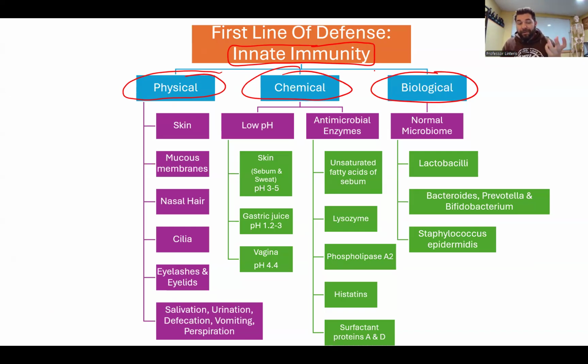The physical components are things that physically prevent stuff from getting inside. Our skin, if you can't get through the skin, you can't get in. Mucous membranes, if you get trapped in sticky goo, you can't get in. Hairs and cilia, if you get stuck and something's pushing you out because you're stuck in the mucus, right? Cilia and stuff like that with that beating wave-like contraction, eyelashes and eyelids, saliva, urination, etc.